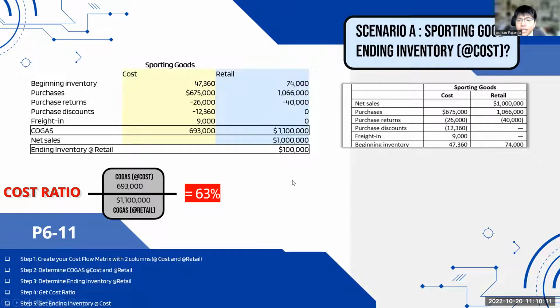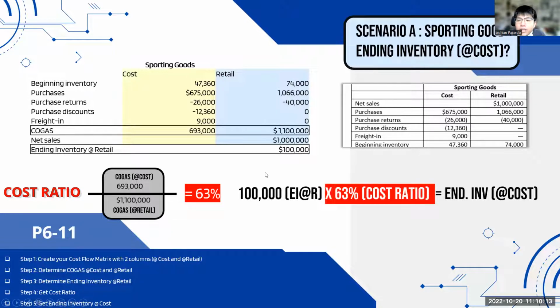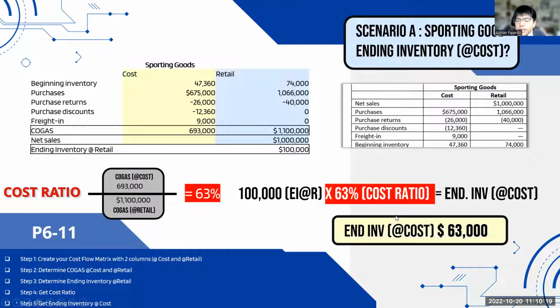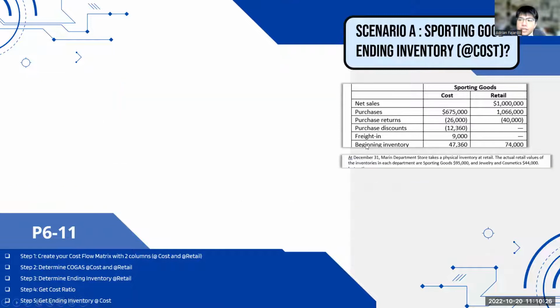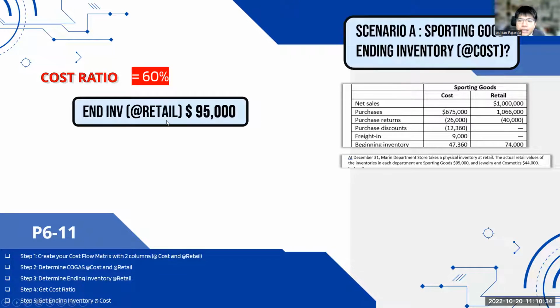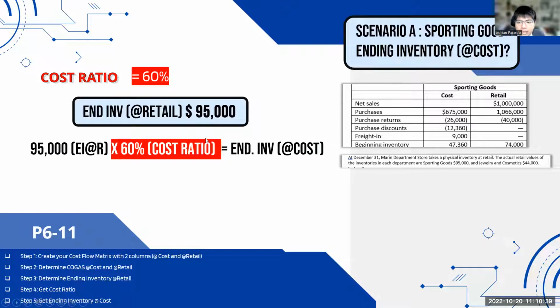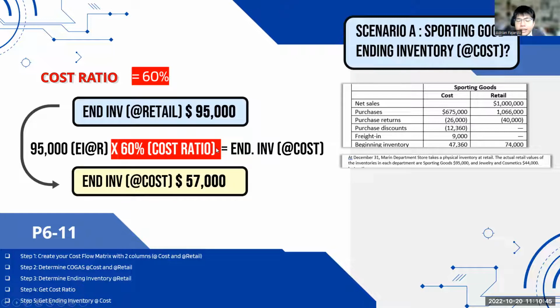And then madali na lang. Ending inventory at retail of 100,000 times 63% cost ratio is the ending inventory at cost of 63,000, right? So this is the answer for scenario A. Scenario B, December 31 na raw, binigay sa inyo that the cost ratio is at 60%. The ending inventory at retail is 95. So again, madali lang siya. Ending inventory at retail times the cost ratio of 60% will give you your ending inventory at cost of 57,000.